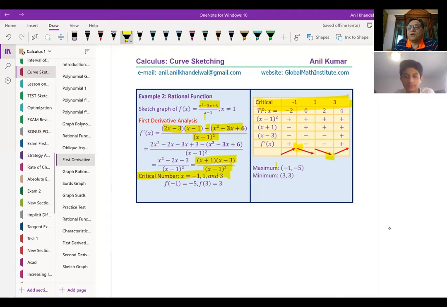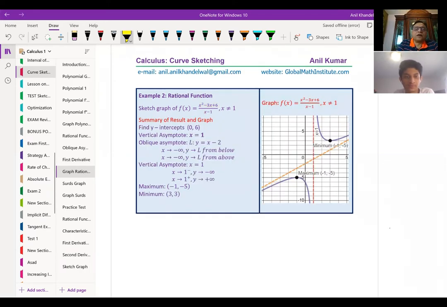Clearly, we have a local maximum at minus 1 and a local minimum at 3. And as expected, at both the points, find the y values by substituting the x values in the main function. Now you know the local maximum and minimum, and now summarize all your learnings. Very, very important: write down the summary of the result very clearly at one place before sketching your graph, so that you can clearly see what you got and what you should be sketching for.